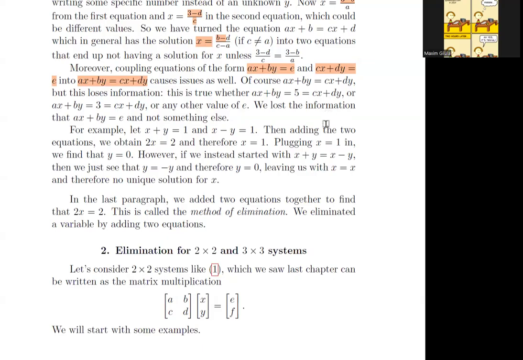So what problems it could cause is, for example, if x plus y equals 1 and x minus y equals 1, we could add the two equations to obtain 2x equals 2, and then x equals 1. And when you plug x equals 1 back in, you see that y equals 0 is a solution. So (1, 0) works for both of these equations. So (1, 0) is a solution.